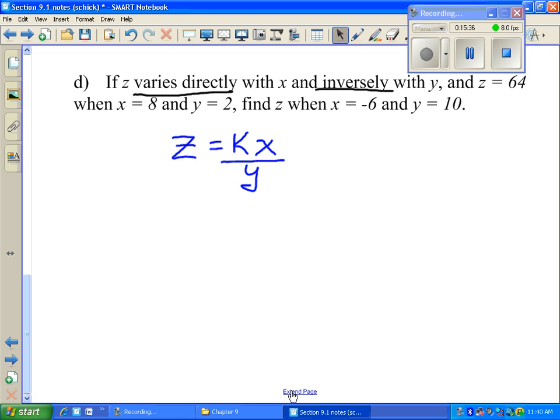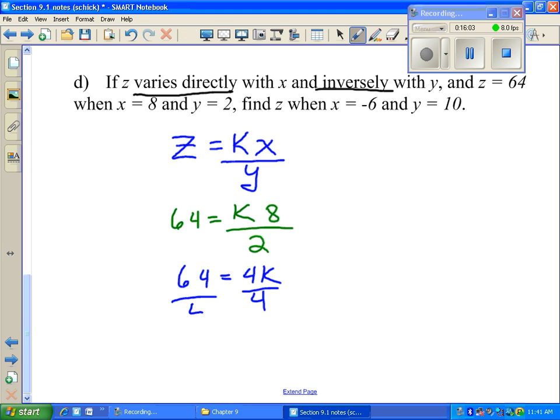Now, I want this when z is 64. I want to find k when x is 8 and y is 2. Find z. Well, first I have to find k. So 64 is equal to, well, 8 divided by 2 is 4, so 4k. Divide by 4. So k is equal to 16.